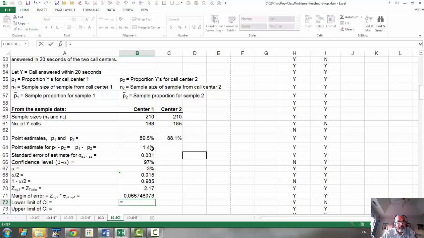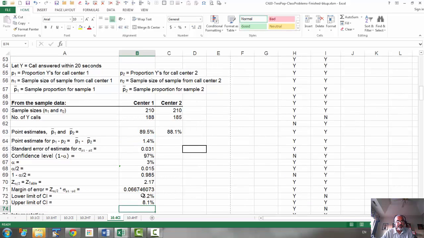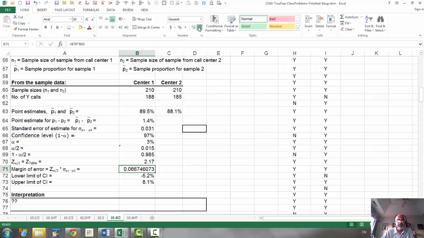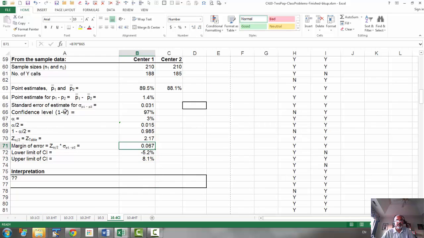You take the point estimate for the difference minus the margin of error, and then take the point estimate for the difference plus the margin of error, and that gives us the upper limit. Now we do the interpretation. We are 97% confident that the difference in the population proportion of calls answered within 20 seconds will be within these two limits.